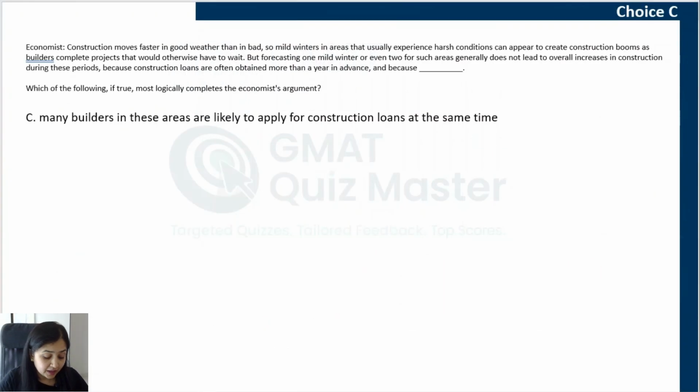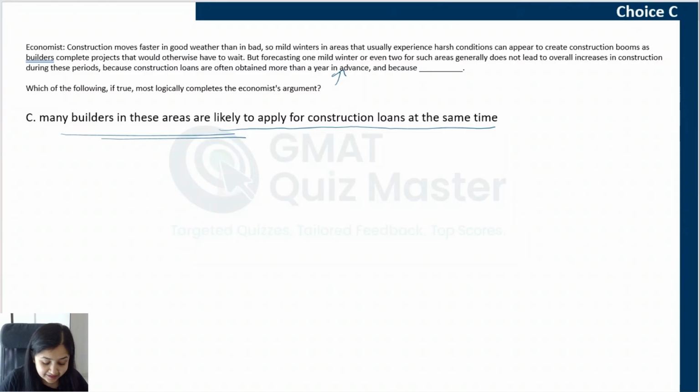Choice C. Many builders in these areas are likely to apply for construction loans at the same time. Now, if you selected choice C, you probably knew that the correct answer choice needs to complete this reason. So you did well there. If that was the case, well done till there. Where you faltered is while analyzing this answer choice. You brought in an assumption when you were evaluating this answer choice.